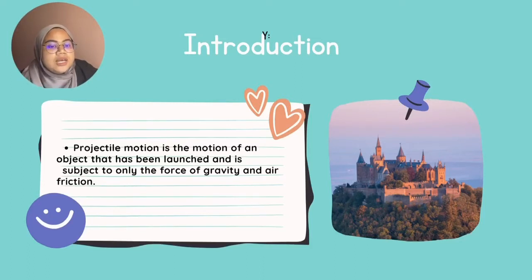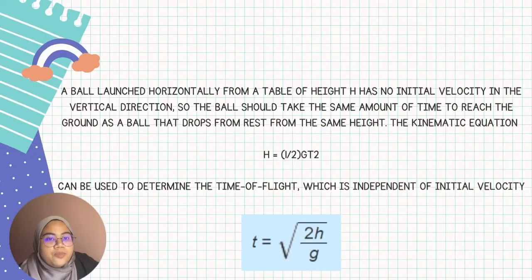The introduction: projectile motion is the motion of an object that has been launched and is subject to only the force of gravity and air friction. A ball launched horizontally from a table of height h has no initial velocity in the vertical direction, so the ball should take the same amount of time to reach the ground as a ball that drops from rest from the same height. The kinematic equation h = 1/2 gt² can be used to determine the time of flight, which is independent of initial velocity. The equation is t = square root of 2h over g.